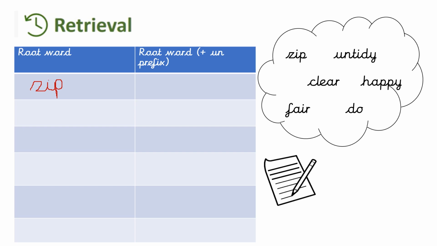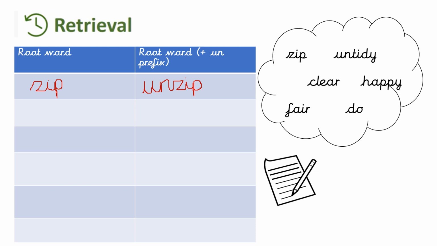Zip. So my root word is zip, and then in here I need to add the prefix un. Prefix goes at the beginning, so I need to start with un, and then I need to add my root word. Un, zip. So now I have zip and unzip. Two words that mean different things.